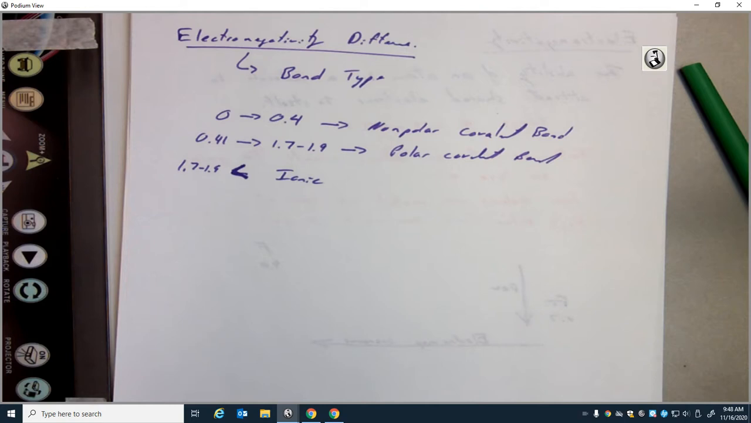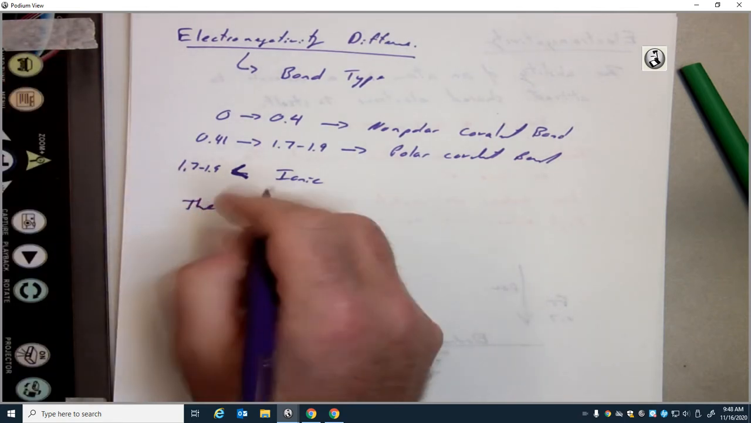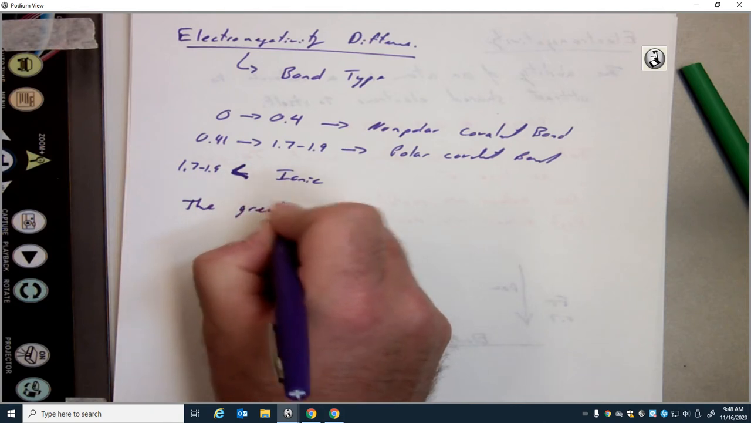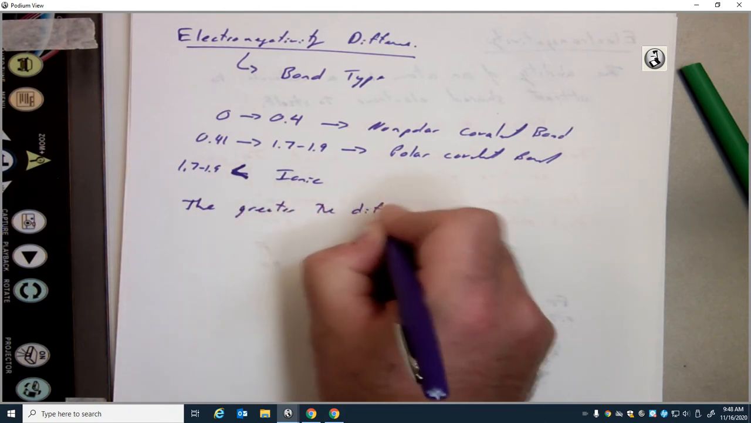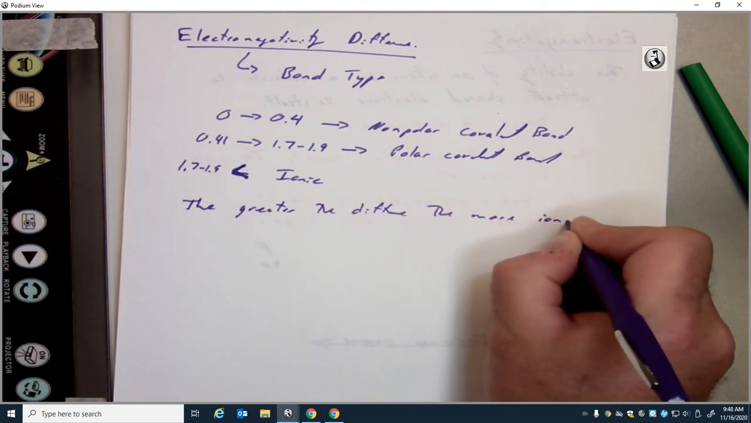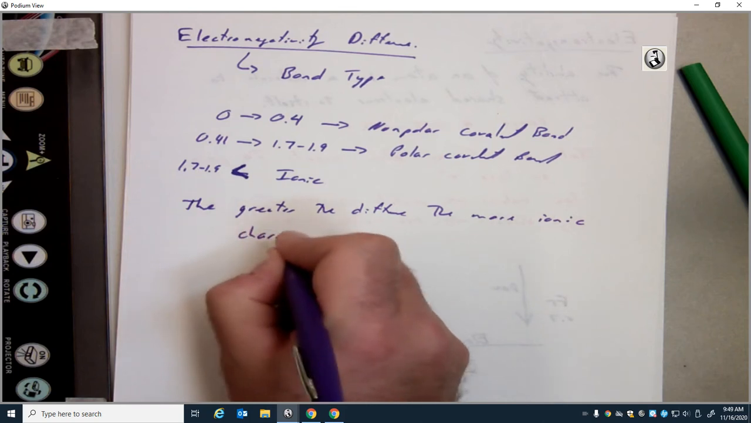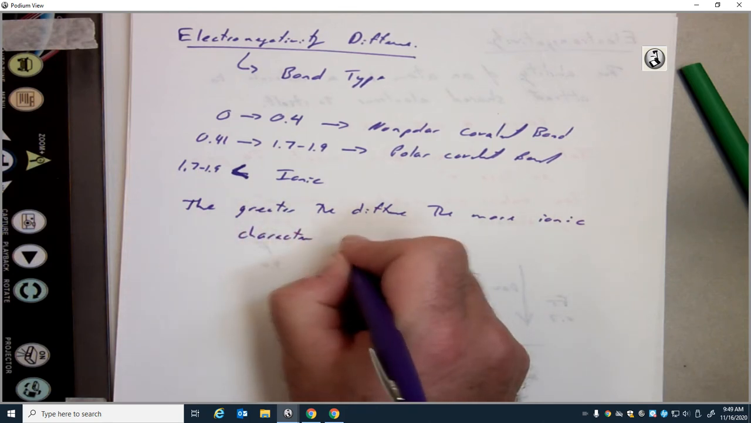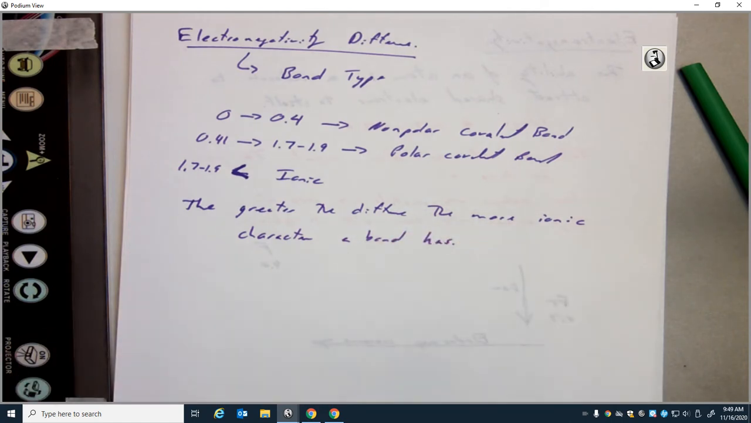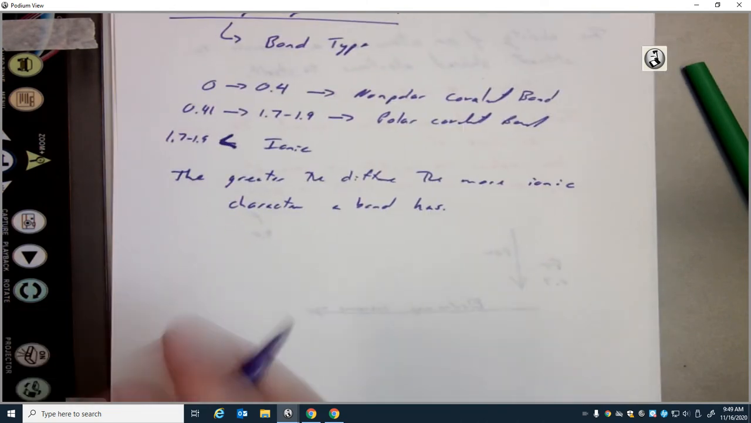Now, the greater the difference, the more ionic character a bond has. So if you have a big difference, it's going to be very ionic. If you have a smaller difference, it's going to be more covalent. Right?